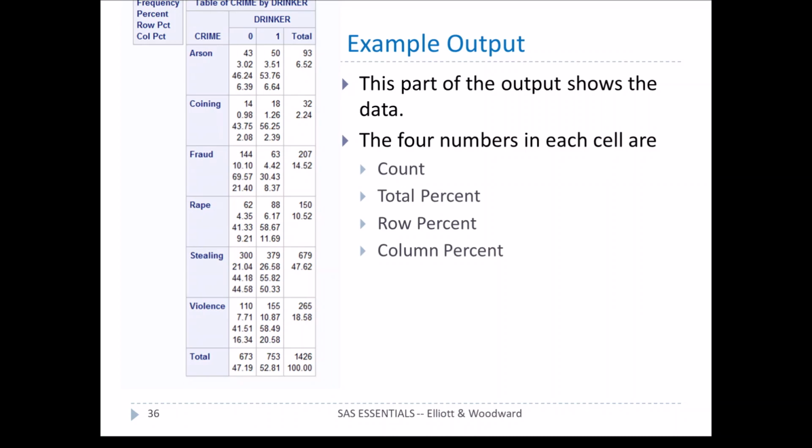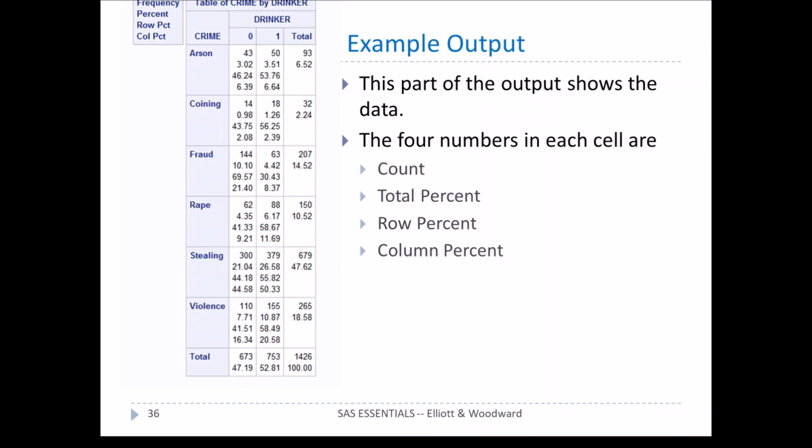So let's look at arson. The row percent is 46 and 53. That means that 46% of the people were not drinkers, 53 were drinkers. In coining, 43% were drinkers, 56 were not, and then we can look at the rest of them.